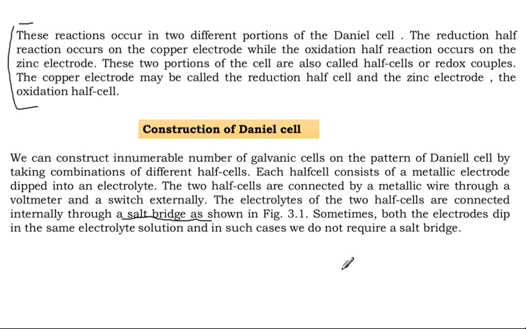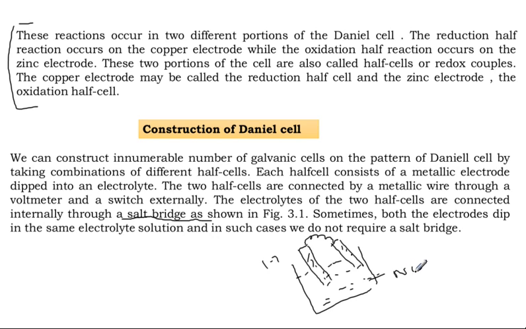We cannot give current to the cell, or extract any amount of current from the cell, by means of a spontaneous redox reaction. Sometimes both electrodes dip in the same electrolyte. In some other situations, in the same vessel, two electrodes are dipped. This is the negative electrode, this is the positive electrode. A common electrolyte is used, so in this case the salt bridge is not required.